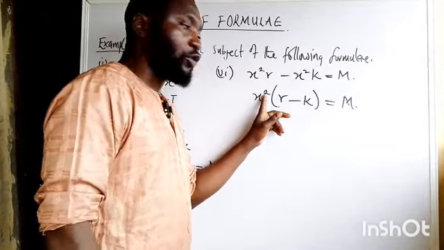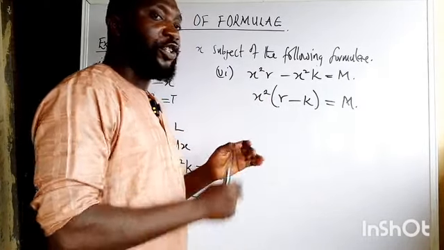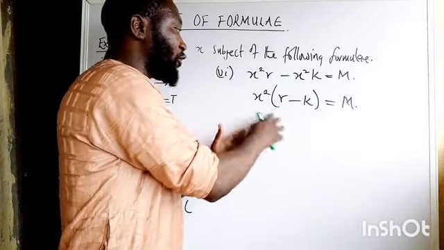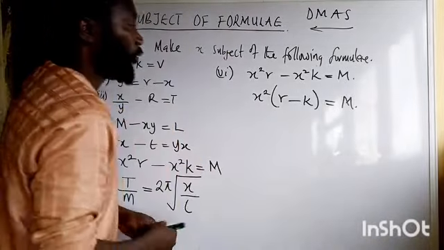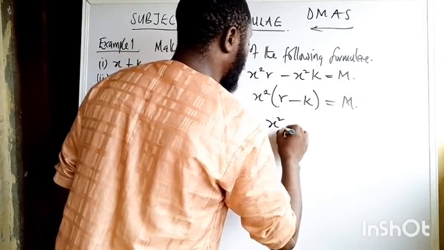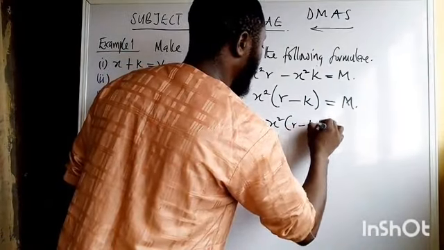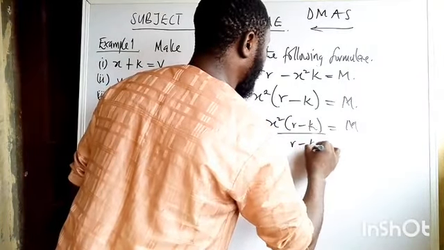We also have square, power. So now the order is this. You first remove anything that is joined to x by multiplication before you consider the power. Now we divide both sides by r minus k, so we have x squared bracket r minus k equals m. So now divide by r minus k.